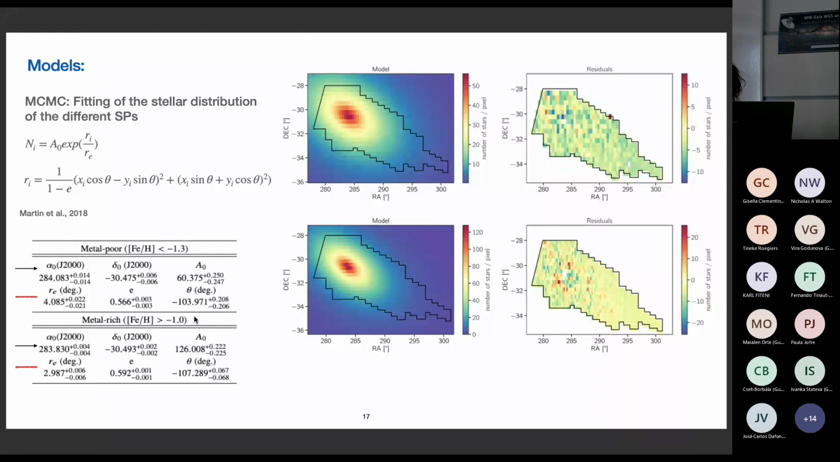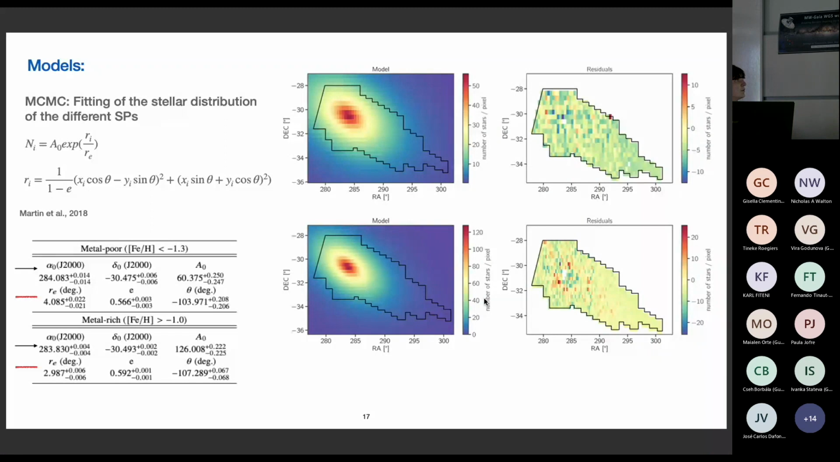We can appreciate a shift in the RA component of the center of the two distributions, and we have the metal-poor stars that show an off-center position. This can be due to the fact that the metal-rich star formation burst occurred more in the center with respect to the metal-poor one.